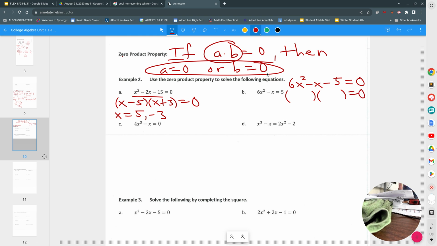Any guess? You think it's going to be a 6x and an x or a 2x and a 3x? What do you think? It is a 6x and an x. Nice job.